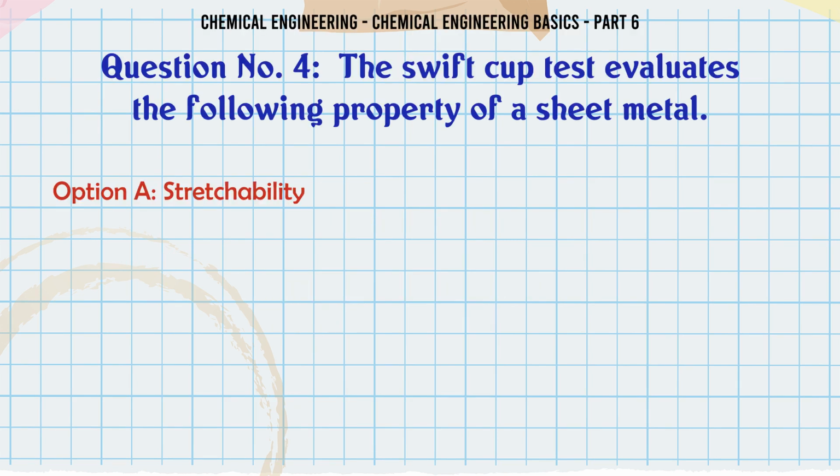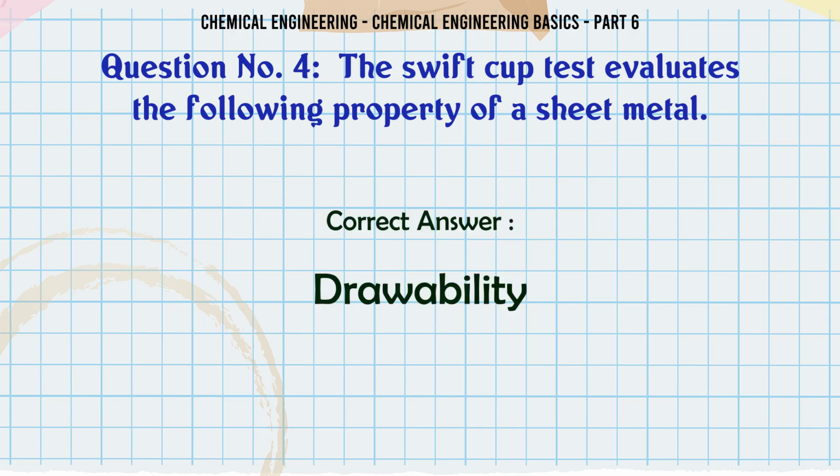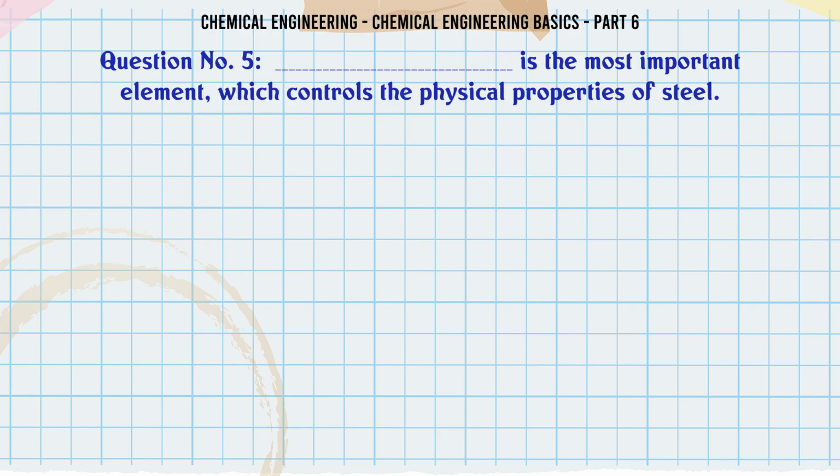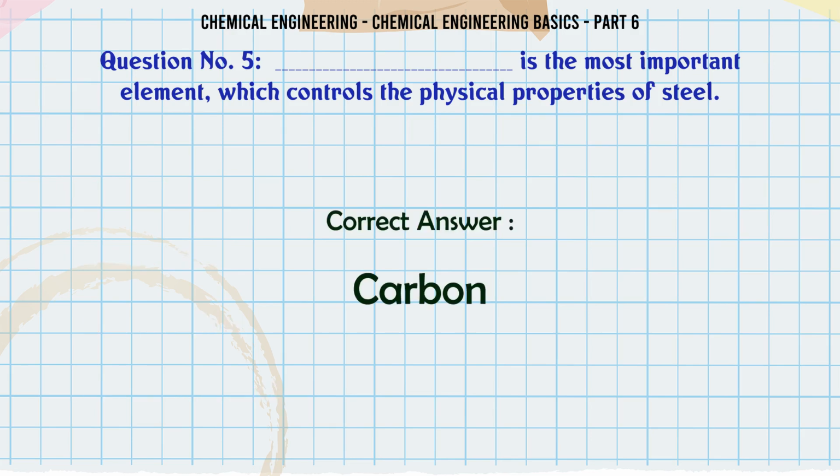The Swift cup test evaluates the following property of a sheet metal. A. Stretchability. B. Drawability. C. Bendability. D. None of these. The correct answer is drawability. Which is the most important element which controls the physical properties of steel? A. Manganese. B. Silicon. C. Carbon. D. Vanadium. The correct answer is carbon.